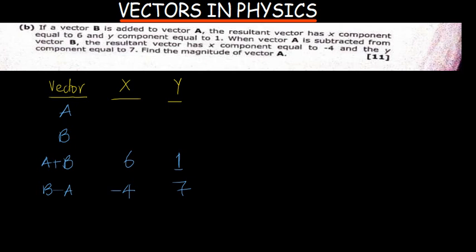Now, the question is find the magnitude of vector A. We don't know the magnitude of vector A. What is it? So what we want to find is the magnitude of vector A. Now, this vector A, we can break it into components. What will be the components? We are going to have AX and AY. Even B, we can break it into components. What are we going to have? We are going to have BX and BY.